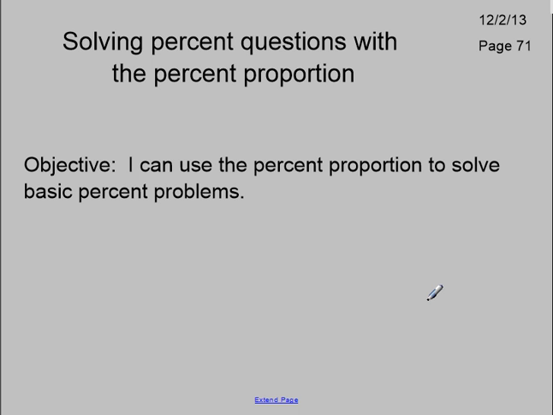Today is the first day of a brand new unit, and we are talking about percents. Now, this is a brand new unit, but it has a lot of connections to the last unit that we did, which was all about proportions.